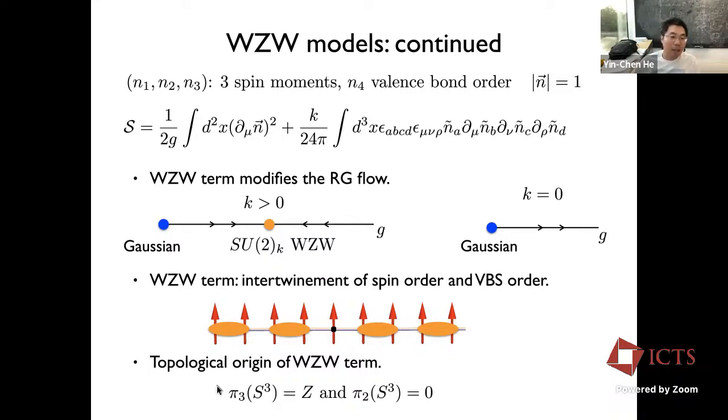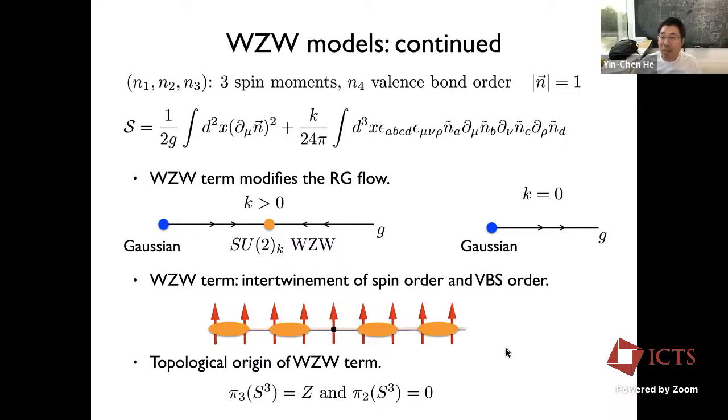And the last thing I want to highlight is that, as I said, it's a topological term. So the topological quantity comes from the homotopy group of the manifold that the order parameter field lives on. It's a 4-component unit vector, so this unit vector lives on S3, the 3-sphere. We know that the 3-sphere has integer-valued π3, where π is a homotopy group that tells you about the winding number, and π2 is 0. So this is the topological quantity. Only with this can you define the Wess-Zumino-Witten term. And remember, this k is integer valued, and that indeed corresponds to this Z-valued π3.